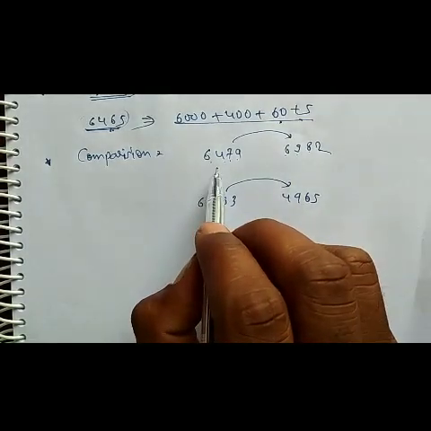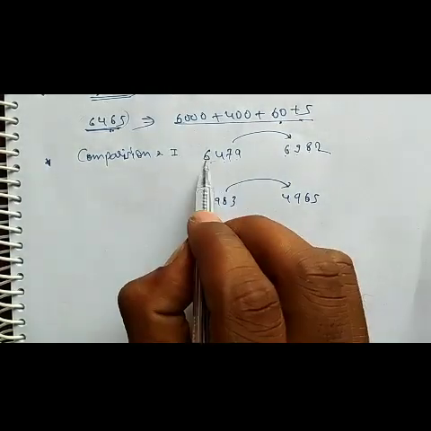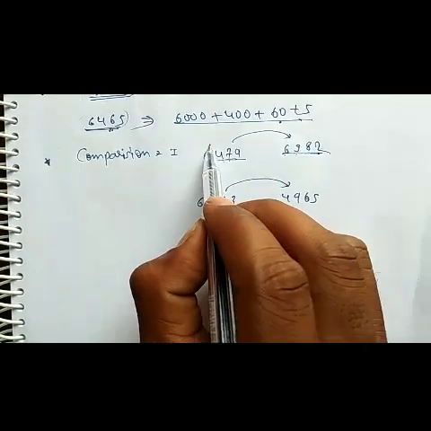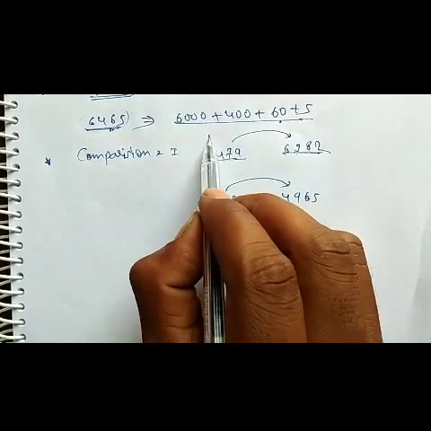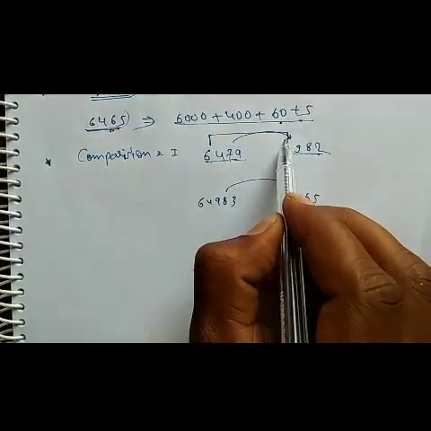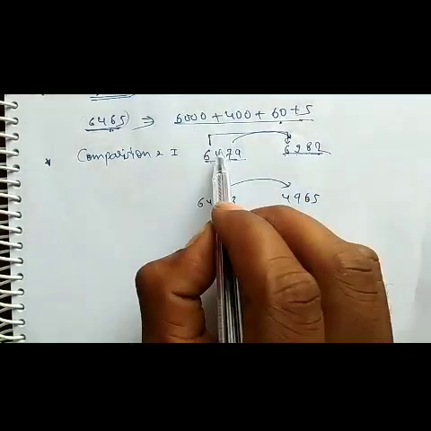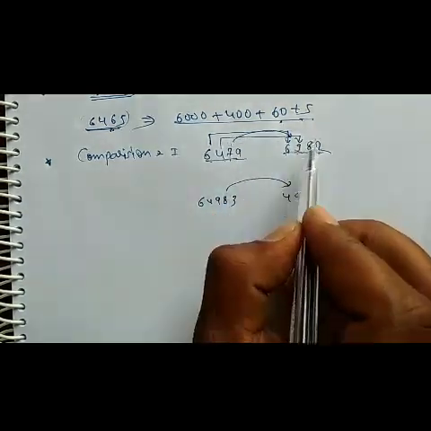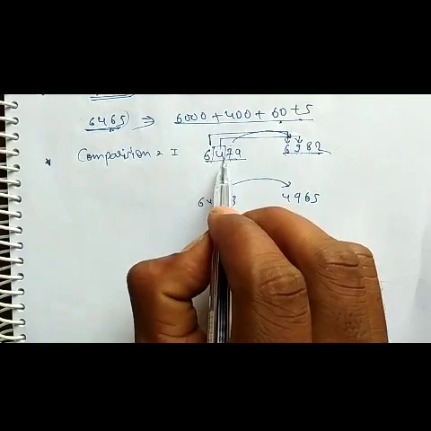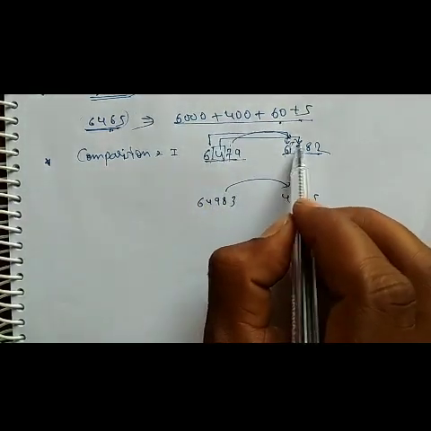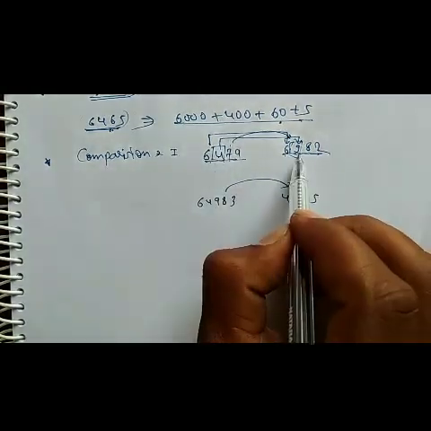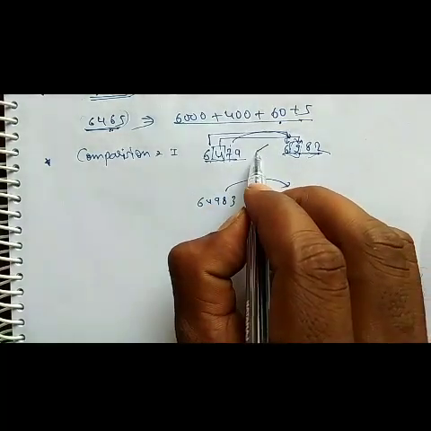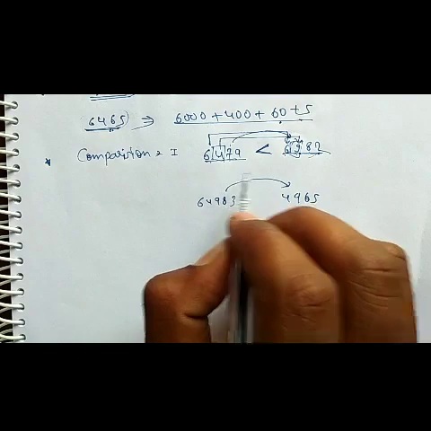So in case 1, if both numbers have the same number of digits, then we compare digit to digit. First of all we compare the leftmost digit. This is 6, both are equal. This is 4 and this is 9. This is 7 and this is 8. But at the hundreds place we see 9 is greater than 4. So whichever number has the greater digit will be the greater number. It means this number is greater than this.